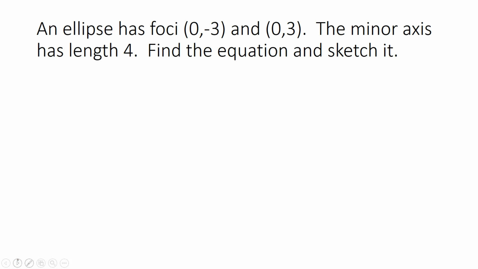All right, I think I got one more, maybe 2. Nope, this is the last one. All right, so an ellipse has foci 0, negative 3, and 0, 3. The minor axis has length 4. Find the equation and sketch it.